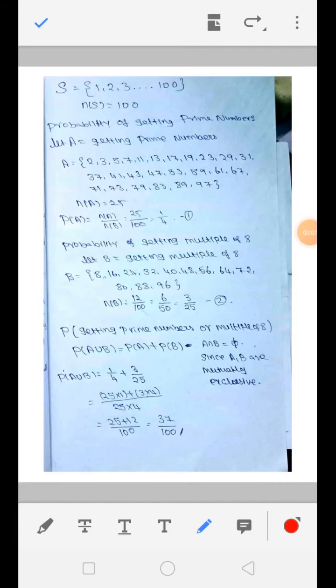I already said that the sample space is given in the question. So S is equal to 1, 2, 3, and so on up to 100. The S value is already given in the question, the positive integers. Then I write the total number of S. There are 100 values, so n of S is equal to 100. What is our question? Find the probability of getting prime numbers or a multiple of 8. Is it correct? Yes, so either a prime number or a multiple of 8.